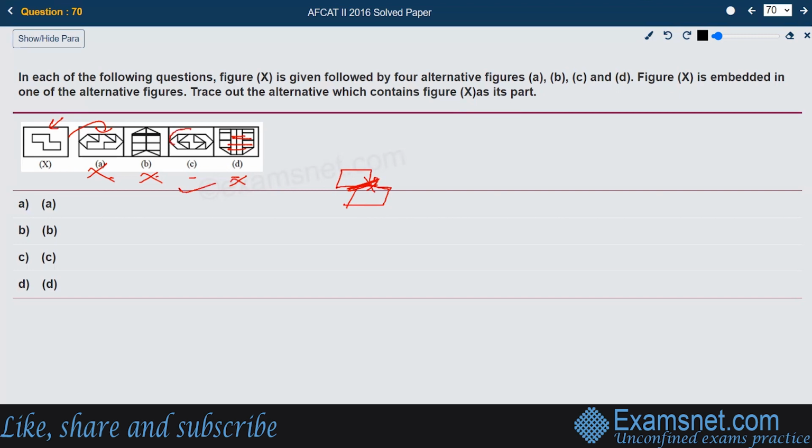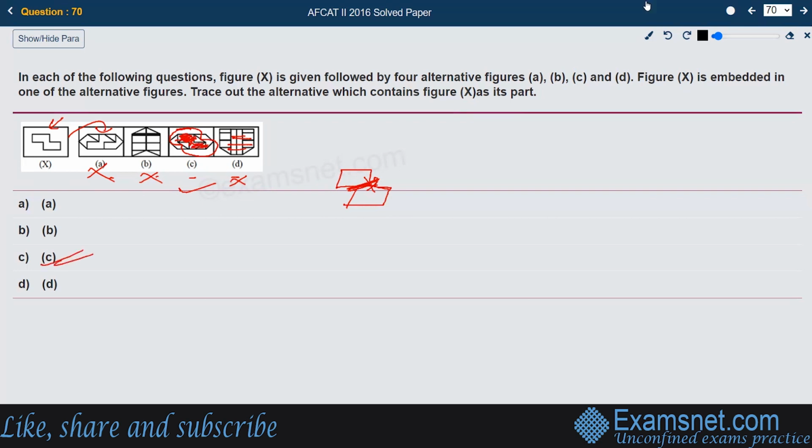We can have this part. If you can have a closer look at this, this is where the part is contained. This is where the part is contained. We can shade this also. This can be shaded also and understood that this is there. Okay, this is the part. So option C is the right answer.